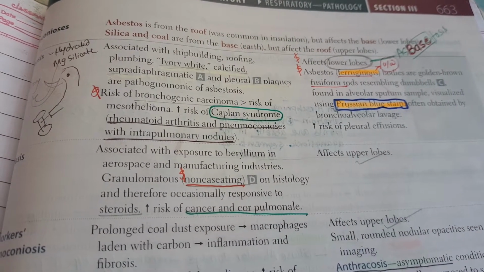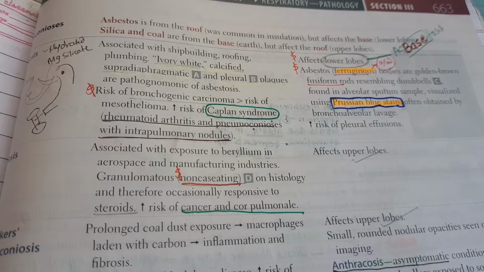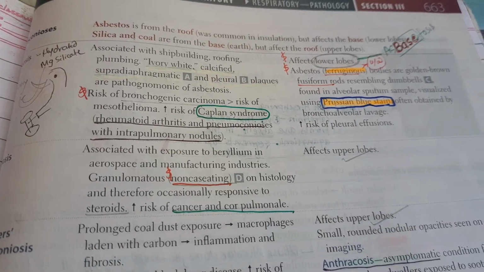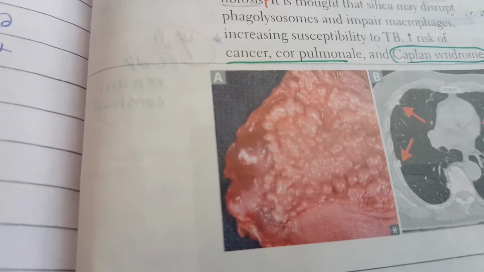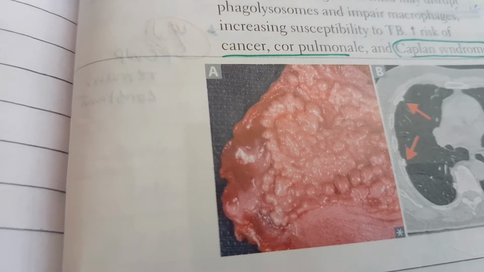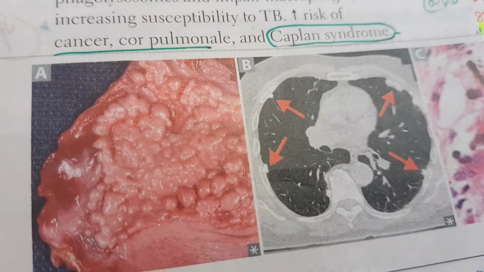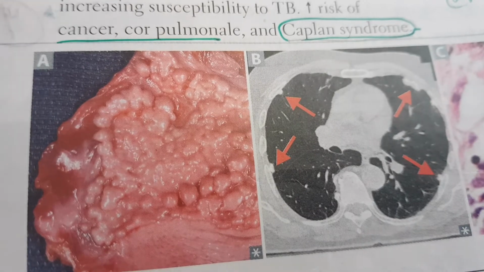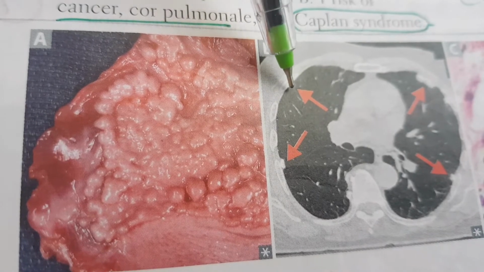Ivory white calcified supradiaphragmatic and pleural plaques are pathognomonic for asbestosis. Remember this, this is just above the diaphragm. You will see the plaque just like this in the image. You see, this is the diaphragmatic plaque. And you can see the pleural plaque over here, this red arrow thing, this is the pleural plaque. Anyways, these are pathognomonic for asbestosis.